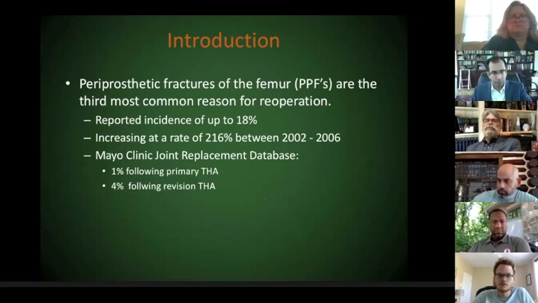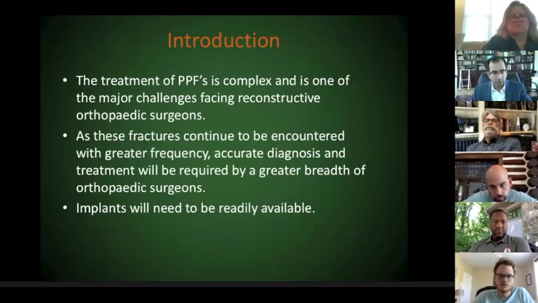Periprosthetic fractures are the 3rd most common reason for reoperation, with a reported incidence of about 18%, increasing at a rate of about 216%. The treatment of periprosthetic fractures is complex and is one of the major challenges facing reconstructive orthopedic surgeons. As these fractures continue to be encountered with greater frequency, you have to have accurate diagnosis and treatment. That in turn will be required by a greater breadth of orthopedic surgeons with different specialties. And obviously, the implants you'll need to treat these fractures will need to be readily available.